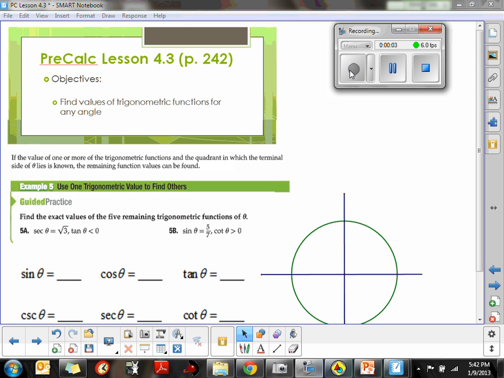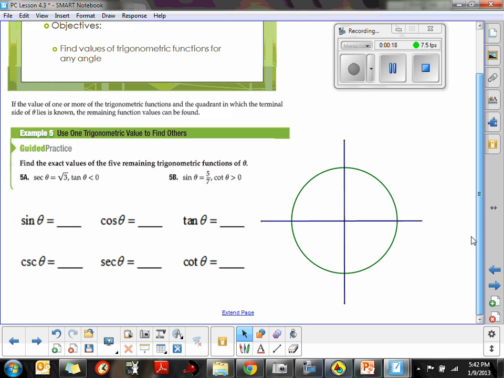In the next example, we're going to use clues about what quadrant the angle is going to be in from the given context, and also reference angles to find the missing values. So they want us to find the exact values of the remaining 5 trig functions of theta, and we're given one of these values: the secant of theta is the square root of 3. So we can go ahead and record that square root of 3. A big thing here is that it's a positive square root of 3. That's going to tell us something about what quadrant it is.